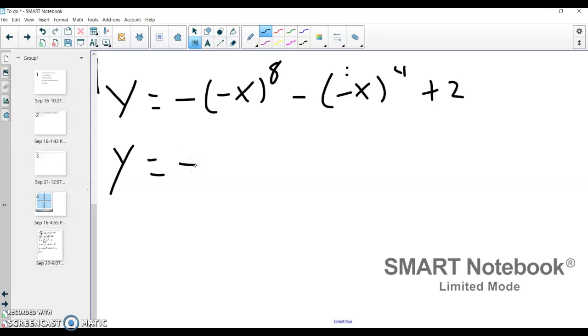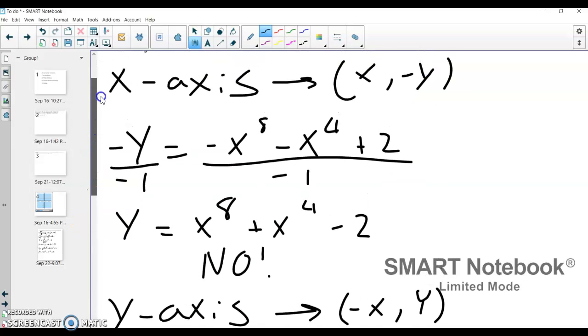8th is even, so that's going to make it positive. Just like negative x squared makes it positive, negative x to the 8th makes it positive. So that becomes negative x to the 8th again, because that minus sign on the outside stayed. This minus sign on the inside went away because we did the 8th power. Now we have minus again, same kind of thing happening. 4th power, it's an even power. This becomes x to the 4th power. So again, the negative on the outside stays. The one on the inside goes away because it's the 4th power. And then plus 2.